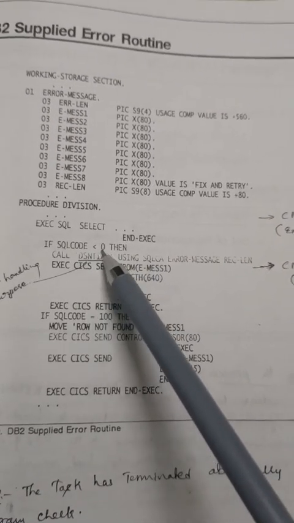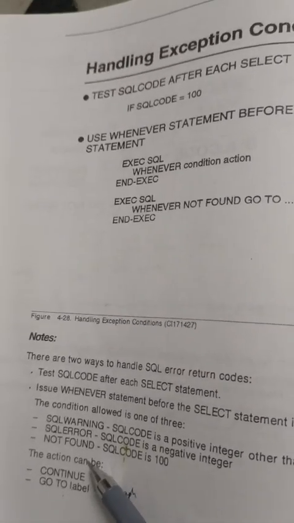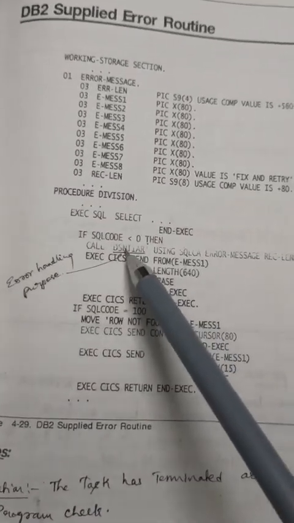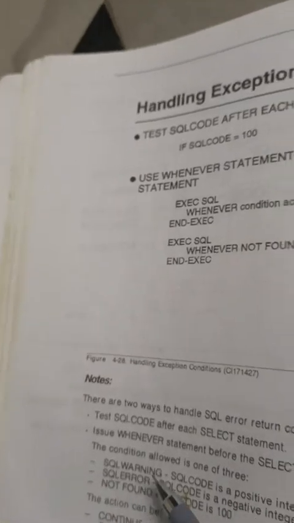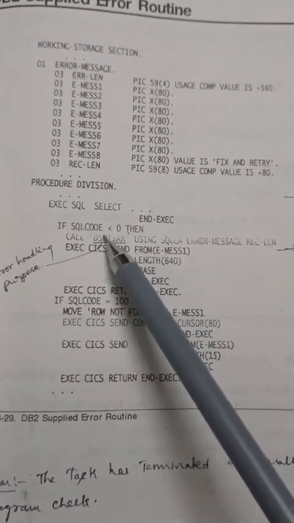They are checking SQLCODE less than 0. What does less than 0 mean? Minus values contain the error here. Sorry, less than 0 means error here. The warnings are plus values. Here they are checking less than 0.